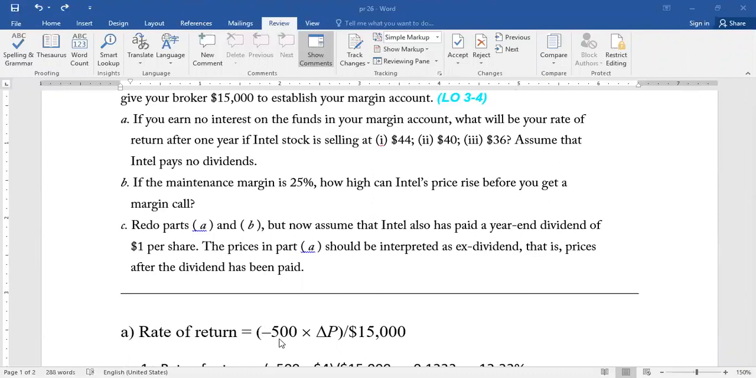We're shorting 500 stocks, so minus 500, times, we multiply it by the change in price, all right? So minus the number of stocks because we've sold them, we've shorted them. We multiply it by the change in price, delta P, and we divide this by the initial margin, all right? We gave our broker $15,000 to establish our margin account. So the margin is 15,000. So this is the equation for the rate of return. You can use this for the three cases, for the first, the second, and the third one.